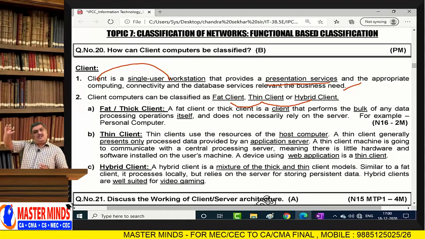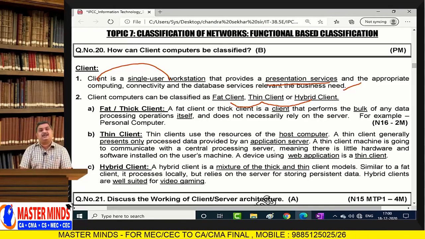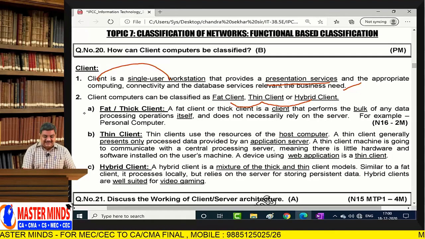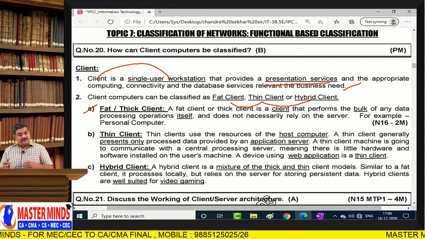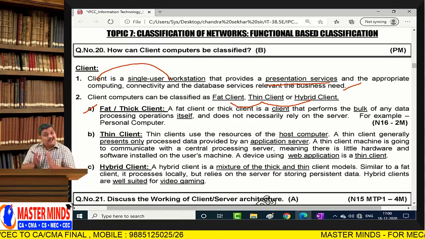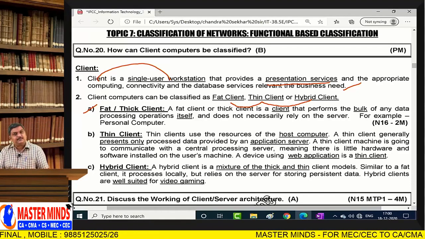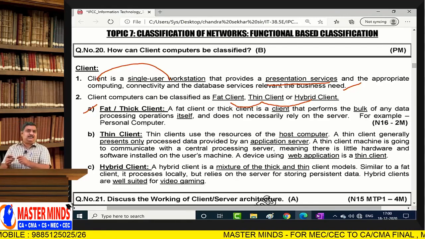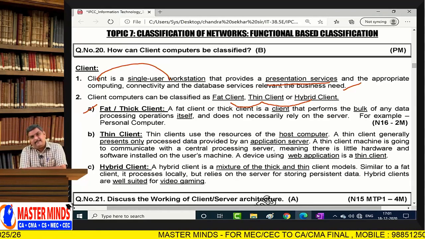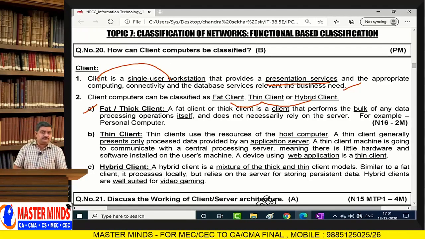If you connect to a network, it will work in the network. Or if you disconnect the network, even then you can happily do your work with that desktop or laptop. Then it is called a fat client or thick client. A fat client or thick client is a client that performs the bulk of any data processing operations itself and does not necessarily rely on the server, like your personal computer. Even by disconnecting from the network, even from the internet, you can work with your computer. You can do some local work, and if you want to do some online work, you can do that too.